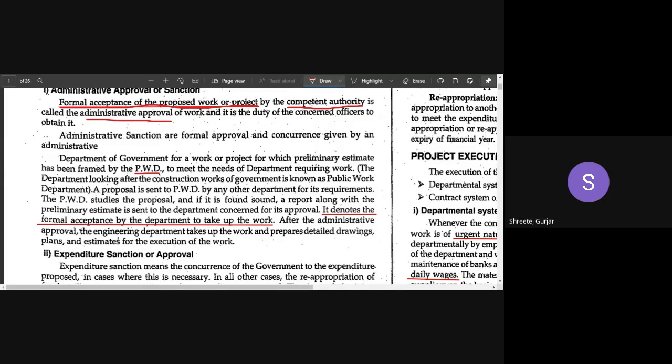So in PWD, a proposal is sent by a contractor. Now, suppose a PWD work has to be done. Suppose a road work is to be done of so many kilometers of a specific specification, using a specific material and a specific length within the stipulated time. So a contractor will give a proposal that I will do this work for you, and I will take a certain percentage as profit.